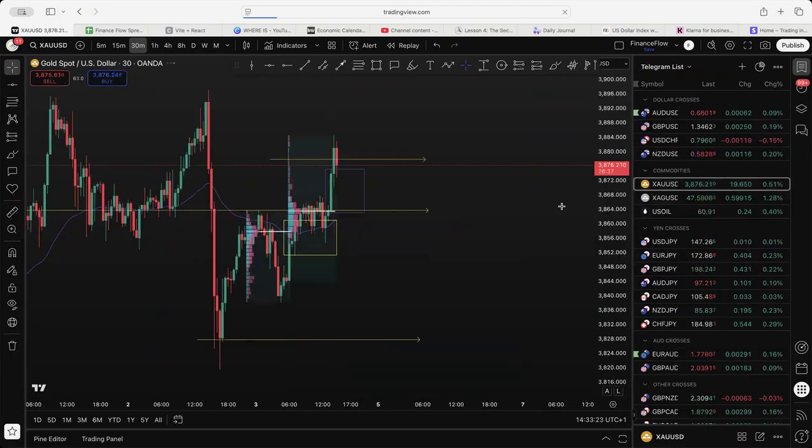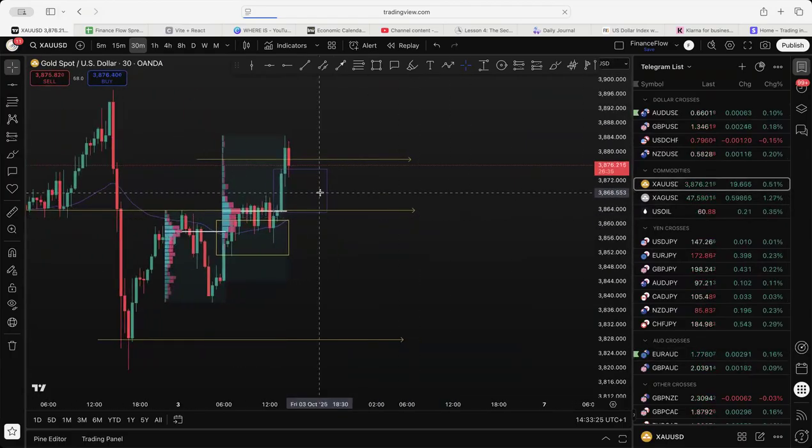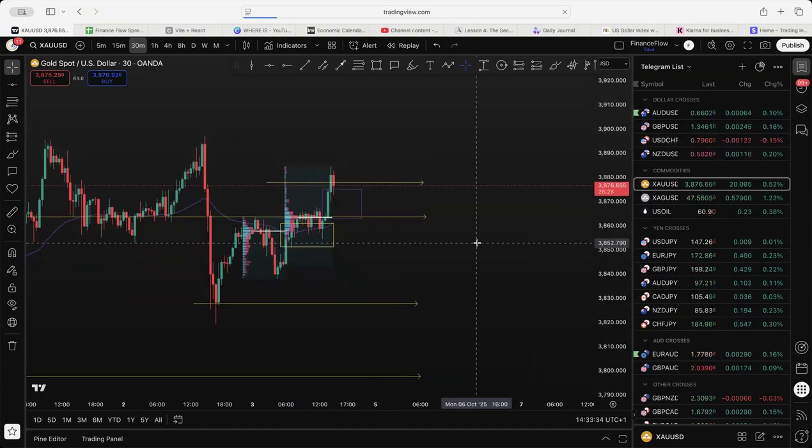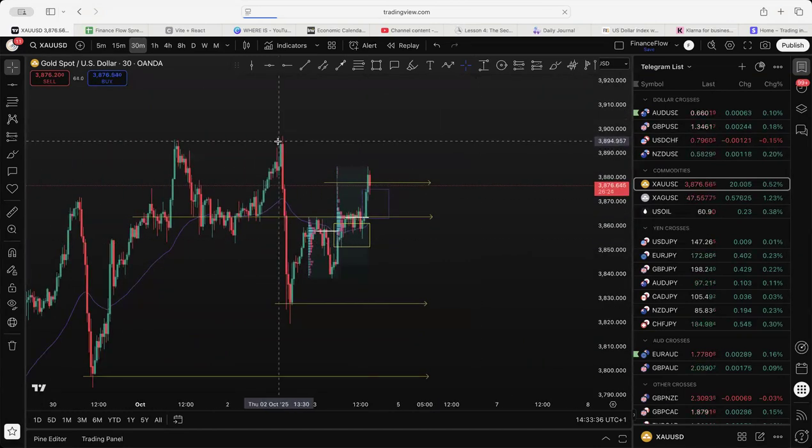And for anyone trading gold, if it comes down into this area here, yes, I'd be looking to buy from here. But yeah, I just can't see dollar strengthening.